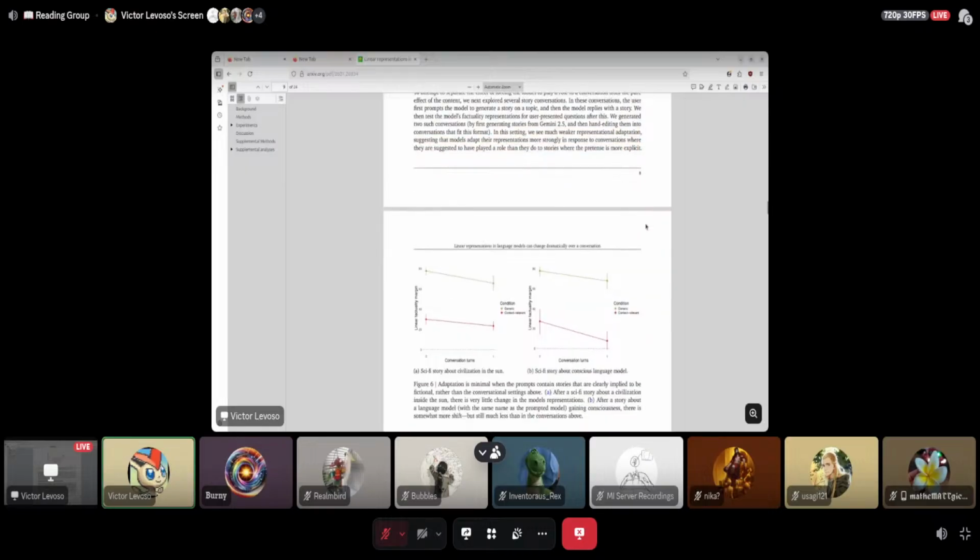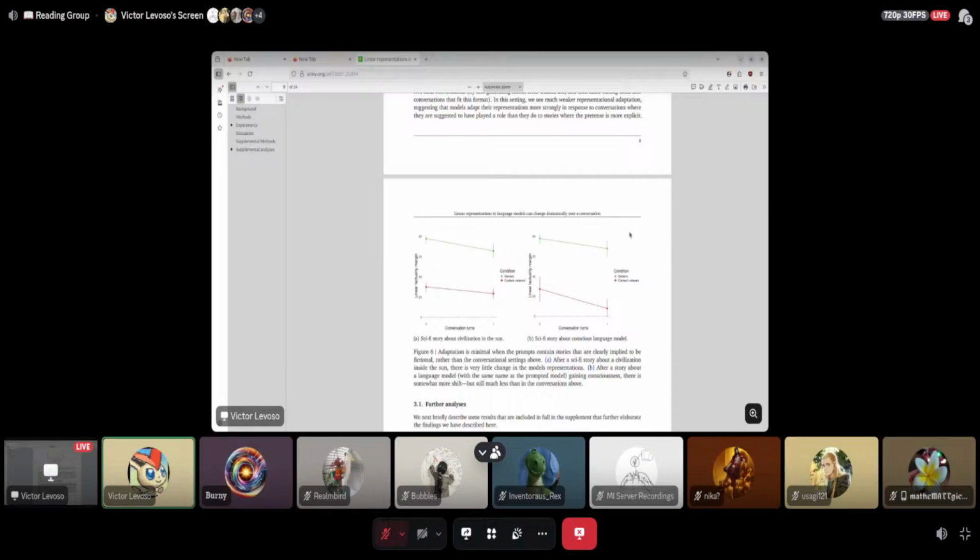Which makes sense. Makes sense if you think of this as more evidence that this dimension represents what the current persona believes. If you tell the model to write a story, it's trying to be an AI assistant writing a story.